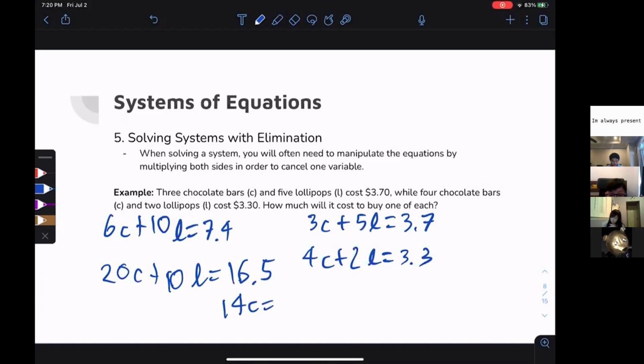14c equals 9.1, and then I just multiply by 10, which is 91 over 140, and then it's 13 over 20, which is 0.65, which is 65 cents. And you plug it into the equations, so then you get that the lollipop is 35 cents.